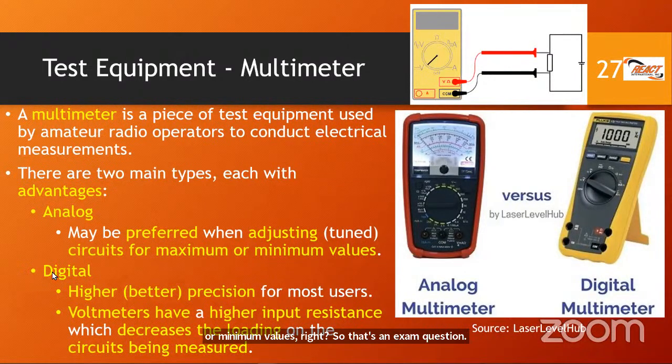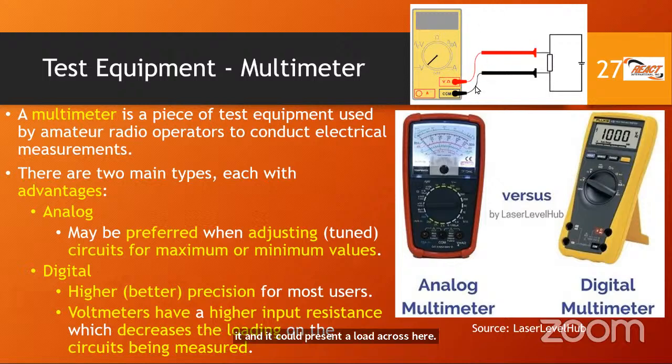Also, digital multimeters tend to have a higher precision, or are better for most purposes, right? And when we measure voltage on a multimeter, we say that it's a voltmeter. The voltmeter usage in a digital multimeter, versus an analog multimeter, is that the input resistance of digital multimeters tends to be higher. Remember, we are trying to measure maybe the voltage across here. The multimeter itself also has electronics in it, and it could present a load across here, so your measurement may not be super accurate.